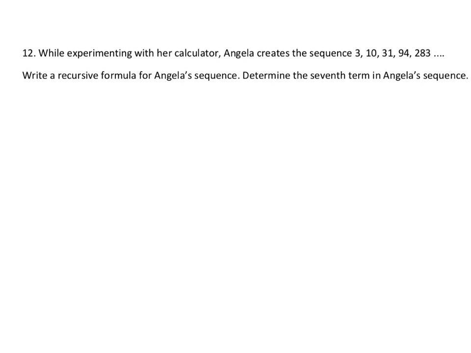For this question, it says, while experimenting with her calculator, Angela creates the sequence 3, 10, 31, 94, 283. They want you to write a recursive formula for her sequence and then state the 7th term. So recursive means that you are going to have to state A1, which is 3, and then make a formula that has An equals, and you need the previous term in there.